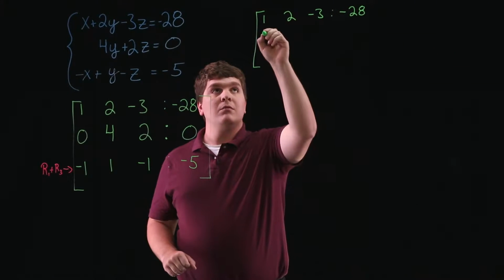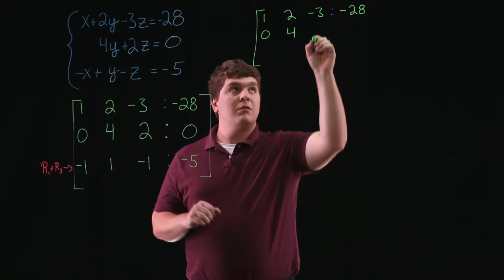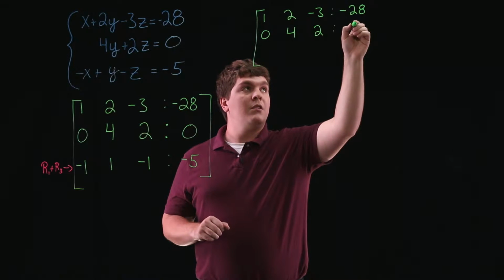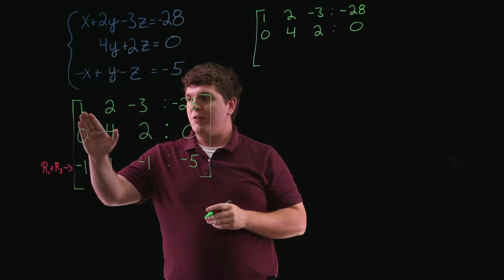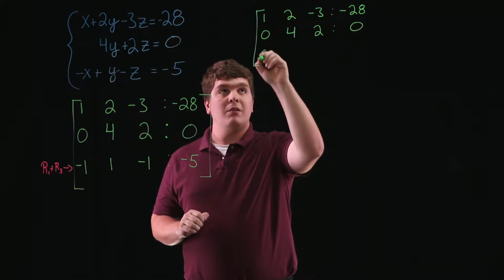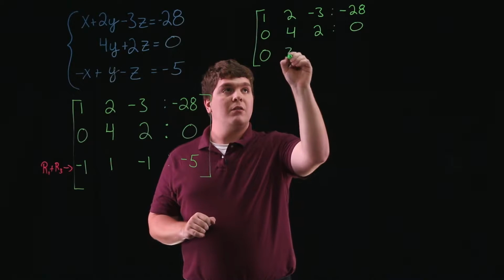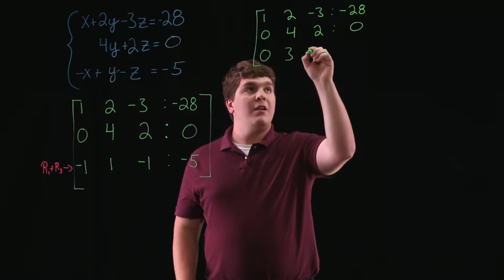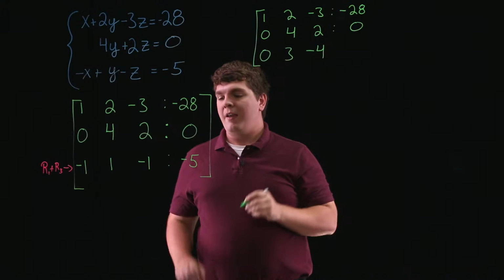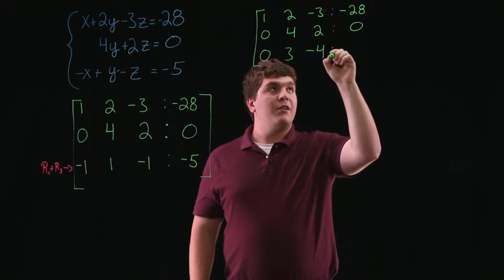Our second row will remain the same as 0, 4, 2, 0. And we're adding the first row to the third row. So we have a 1 plus a -1 is 0. We'll have 2 plus 1 will be 3. We'll have -3 plus -1 is -4. And we have -28 plus -5 is -33.